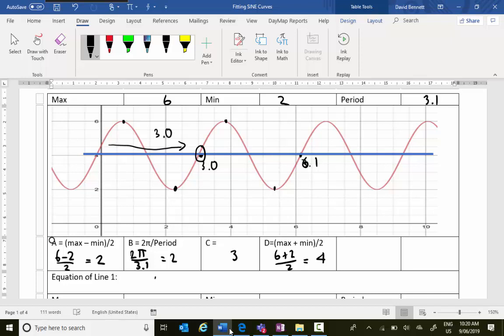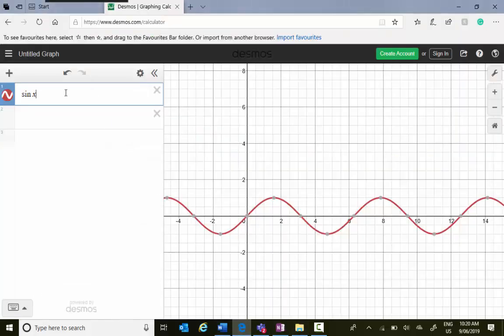So if I'm writing y is equal to, or h of t is equal to, my A value is 2, sine. Now my b value is 2, so it's 2 bracket t take 3 plus 4. Done. And if I graph that on my Desmos, we'll see what happens.